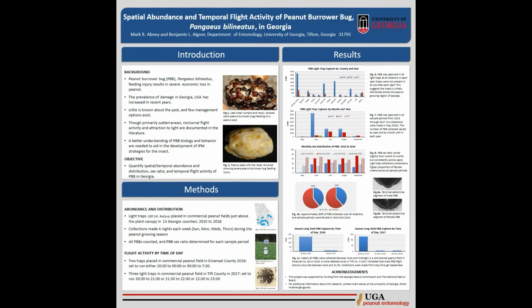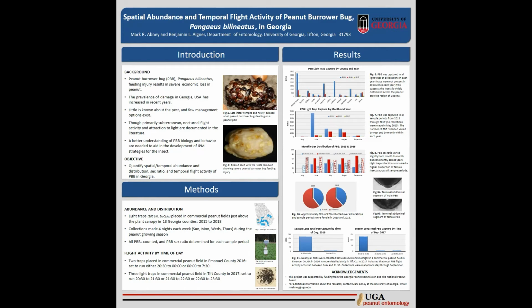All right. We're also interested in the sex ratio of the insects that we collected in these traps, and what we found is that about 60% of the insects that were collected in the traps were females. And this held true from all the locations across not just 2015 and 16, which are shown here, but also 17 through 2019. Now, this doesn't necessarily mean that the overall population is biased towards females, but it is an indication that there is at least a slight female sex bias.